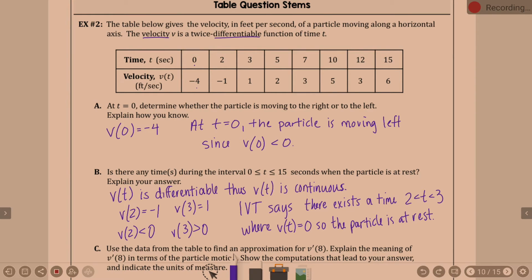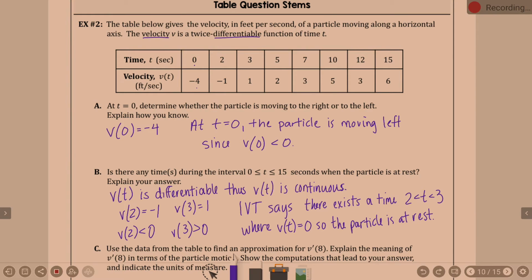Okay. See when you're ready. And I probably should have put C on the screen with this. I'll have to bounce back and forth because we'll have to look at the table. Actually, I'm going to leave C right there and I'll put my work in here in a moment. Use the data from the table to find an approximation for v prime of 8. Explain the meaning of v prime of 8 in terms of particle motion, show the computations that lead to your answer, and indicate the units of measure.